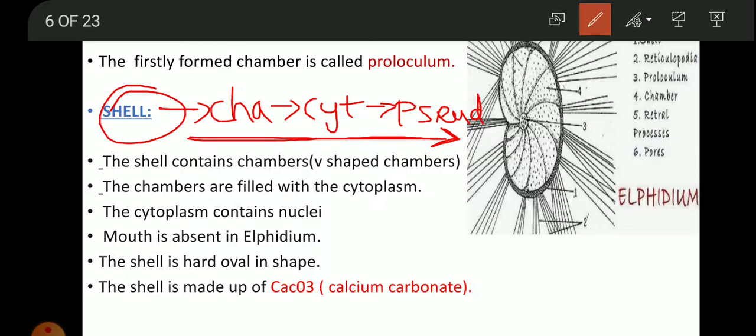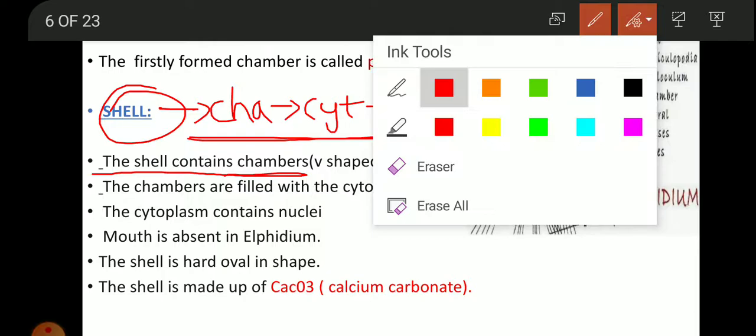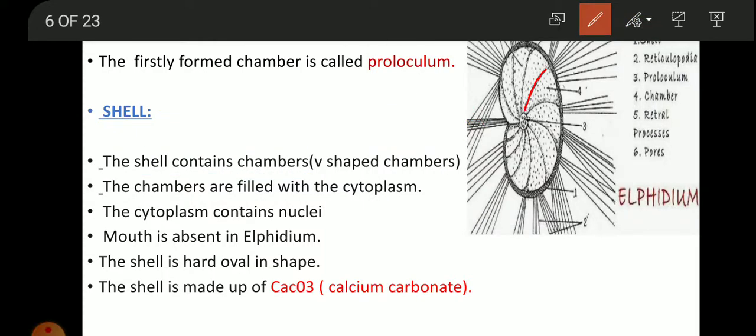The shell contains chambers. As I told you, this is the shell. The shell contains chambers. These are the chambers. The chambers are shaped like a V. You can see here, it is a V-shaped chamber. And here also a V-shaped chamber.